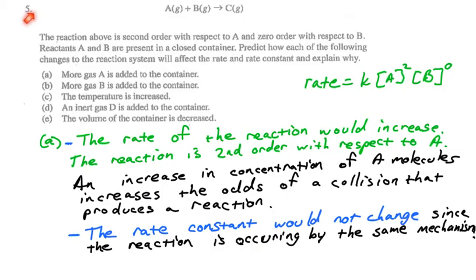In B, more gas B is added to the container. In this one, we can kind of expect to be different. When we add B to the container, because the order is 0, there will be no change. An increase in concentration of B would have no impact on the rate. And the reason is because the order with respect to B is 0.